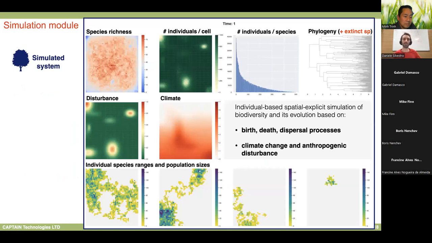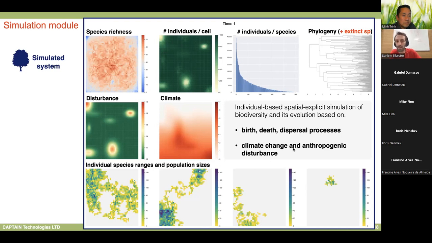So the simulated system is basically an individual-based, spatially explicit simulation of biodiversity that describes how biodiversity and species may move around in space, how they reproduce, how they die. So we have a mortality, a birth process, and a dispersal process that describe how species move around and change in their population size.